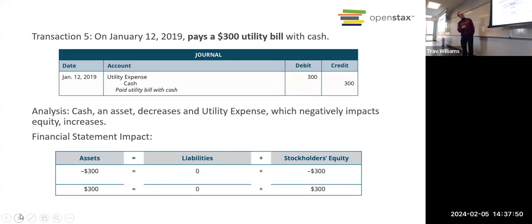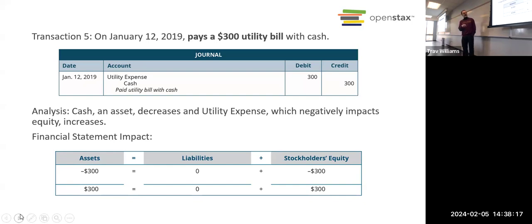Company pays a utility bill with cash. Okay. When you get that utility bill, that original source document, you know how much electricity you've used, and you can count it as an expense because you've already incurred that expense, even though you haven't paid for it. But now they are paying for it. So they've counted the expense, and cash is going down, right?